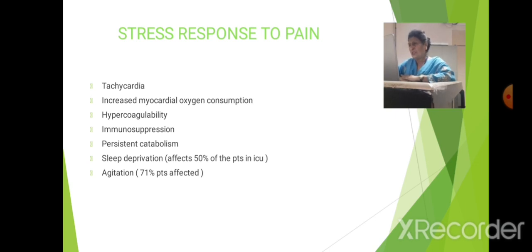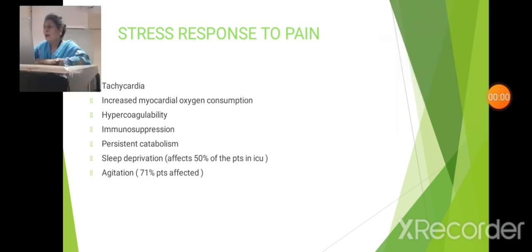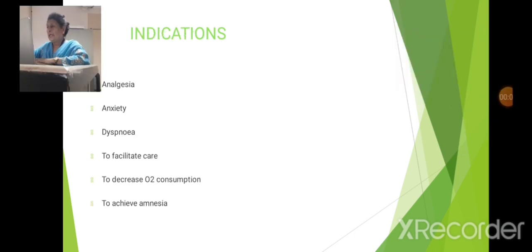When the patient is under stress, and stress is one of the most important causes that leads to immunosuppression. What does sedation do? Analgesia. Analgesia means we want to make a patient free from pain. Anxiety. When a patient is sedated, anxiety is decreased. Dyspnea. Difficulty in breathing is called dyspnea.